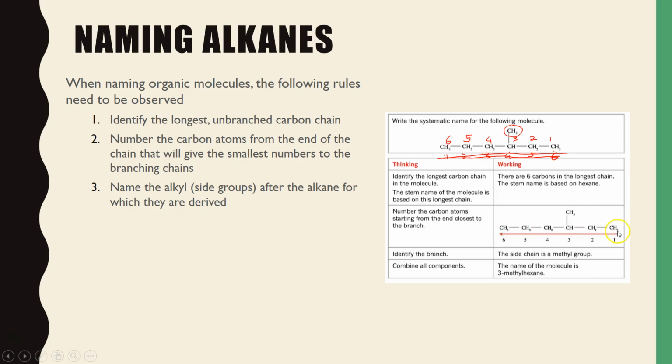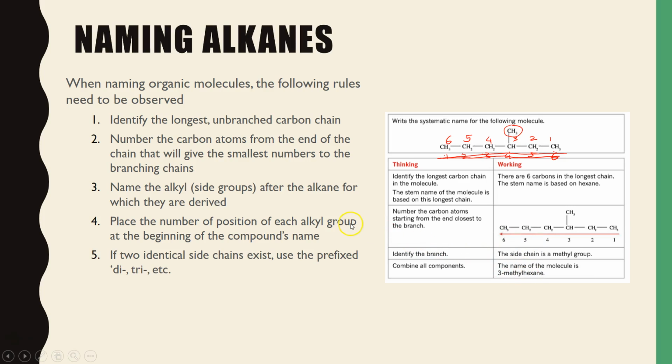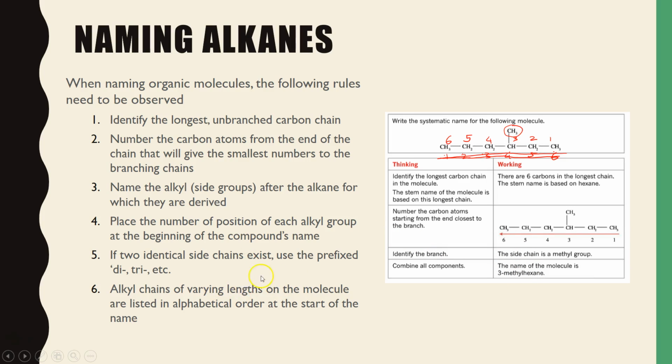So now I know it's a 6-carbon hydrocarbon, so it's going to be a hexane. And I know that on the third carbon, there's an alkyl group called a methyl group. I identified that from the previous table. So I've got a methyl group on the third carbon, and I've got a total chain of 6. Therefore, I've got 3-methylhexane. These steps 5 and 6 will become relevant for later.